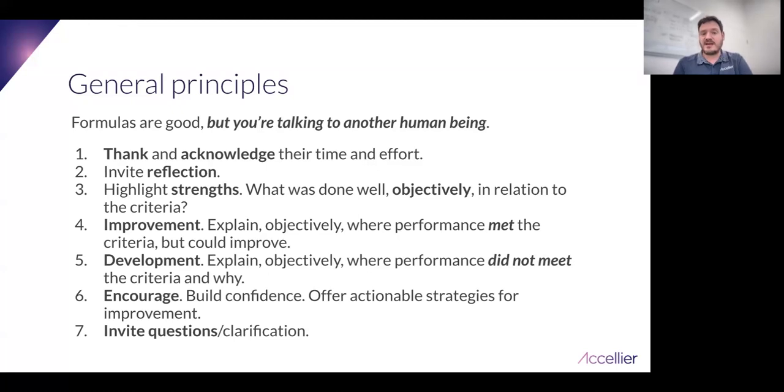Number 5 is development, explaining where performance didn't meet the criteria. That's particularly important in competency-based assessment, especially when they need to make another attempt. We've got to explain very objectively and very clearly where performance didn't meet the criteria and why. Then at the end, it's good to encourage them, especially if you've had improvement or development points: build their confidence, offer actionable strategies for improvement, and try to build the feeling that with another attempt or continued effort, they're going to do well. And finally, invite questions or any clarification.